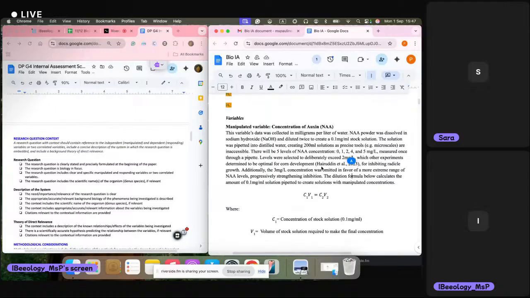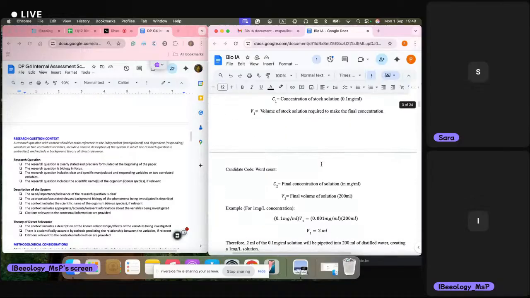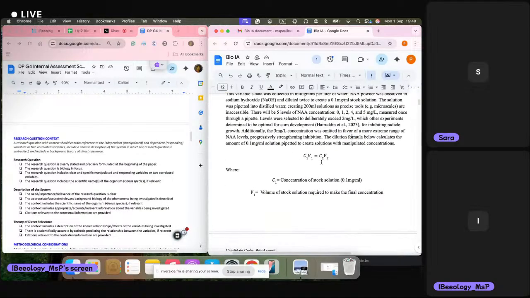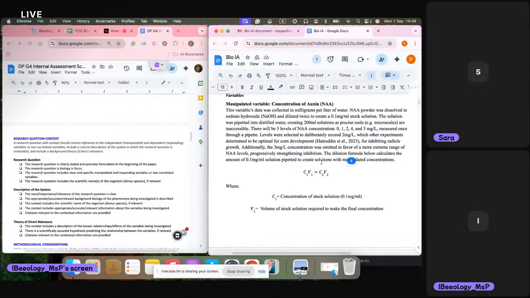Basically, in this subcategory in your background, talking about your manipulated and dependent variable, think about it in terms of, again, fluidity and conciseness. How did we jump into this concentration? You know what I'm talking about? Like 0.1, reading, yes. Yeah.